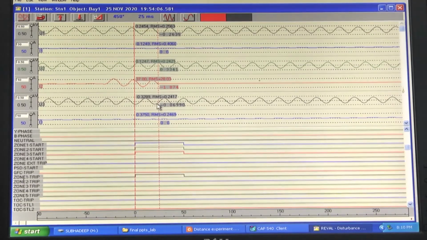Like this, for different faults in different phases, we can create faults in our three phase line at different locations, and we can observe the performance of the relay for various system conditions, various types of fault and at various locations.